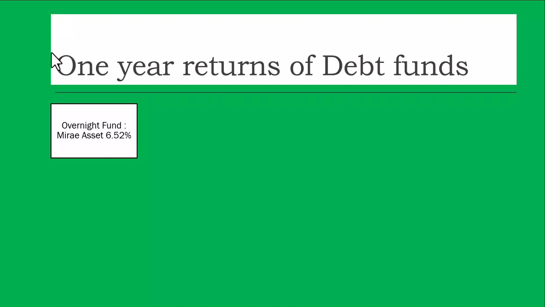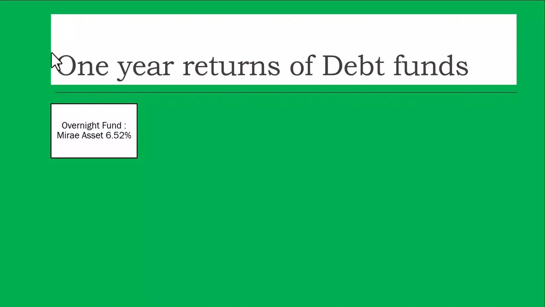For overnight, one day, that fund, Mirae Asset, is giving 6.5% return. I'll just explain again. There's a fund called Mirae Asset Fund, which invests only in securities or bonds which are just for one day. Like one bank says that I require money for only one day. So they are going to borrow from this mutual fund, and they will return it the next day with 6.5% return.